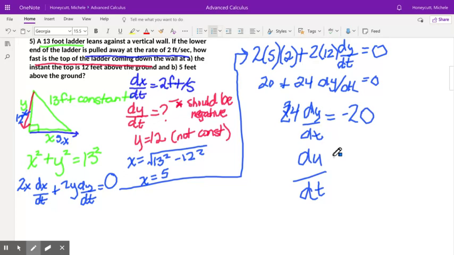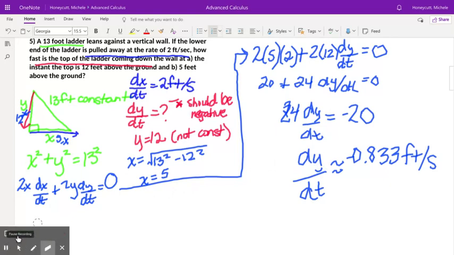is approximately negative 0.8333 feet per second. And your assignment is going to have you round to 3 decimal places. So we will just follow along with that pattern. This is a y. So notice I did get a negative answer, and that means that this length, the ladder side, is decreasing at 0.833 feet every single second.